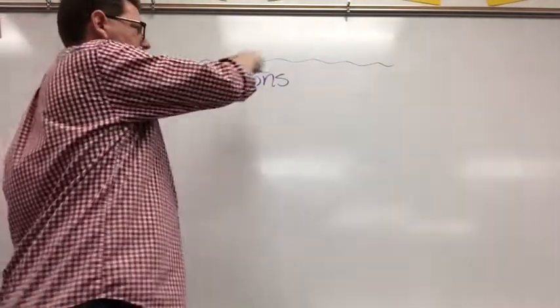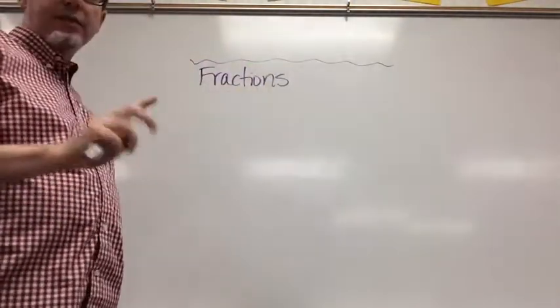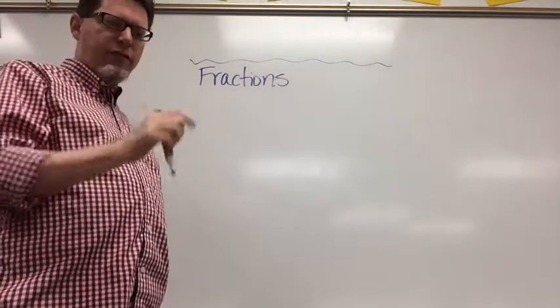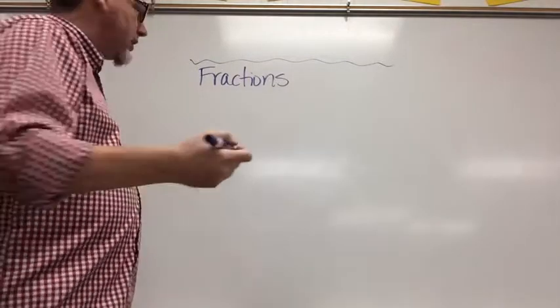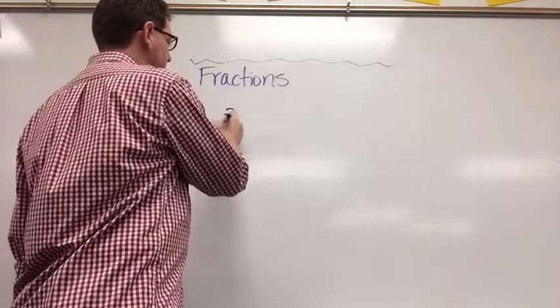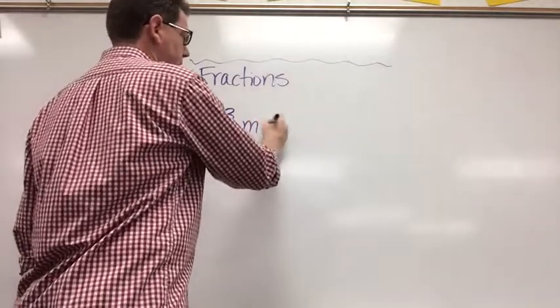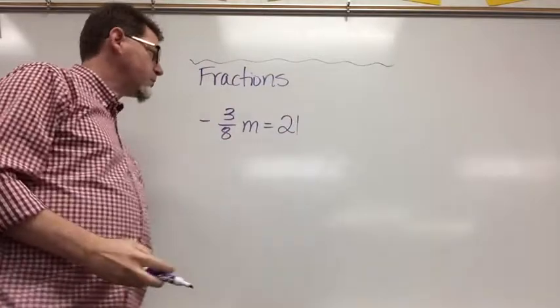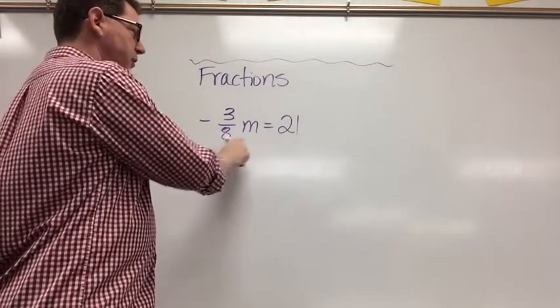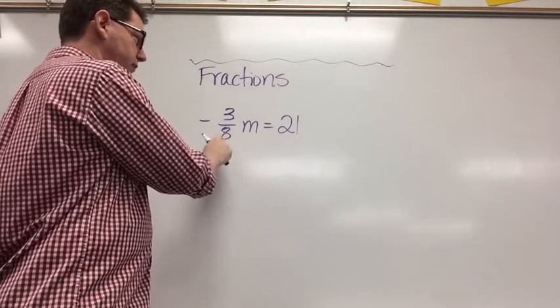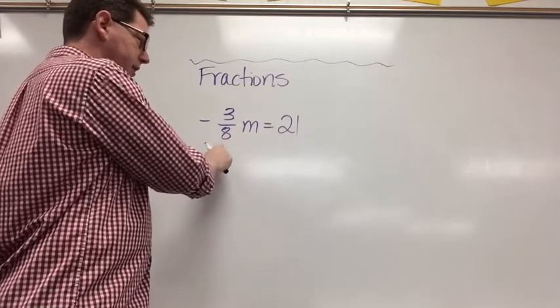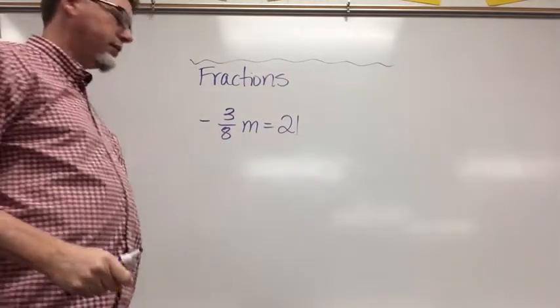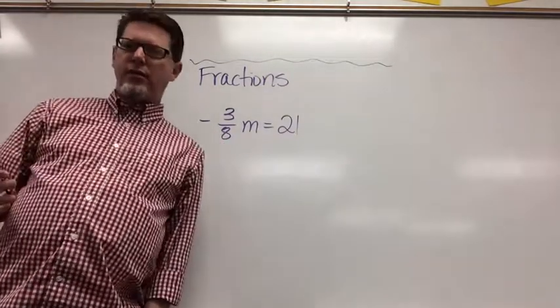Draw a squiggly line now under those problems, and we're going to separate this into fractions. What do we do when we have fractions in our problem? For instance, let's say we have negative 3/8 m equals 21. Well, my operation is still multiplication because we have the variable times a number. It equals 21. But let's remember with fractions.